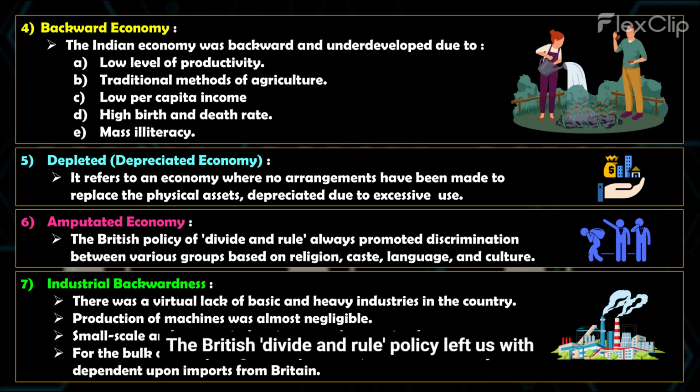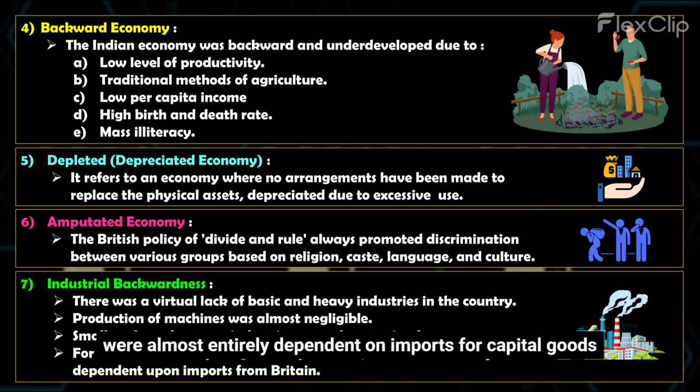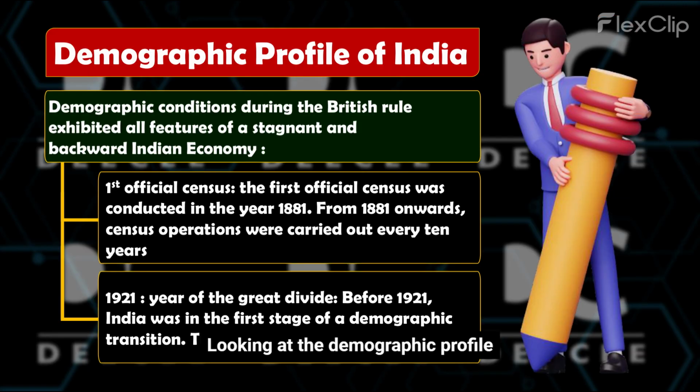The British divide and rule policy left us with an amputated economy through partition. Most importantly, we faced industrial backwardness, where small-scale industries were ruined and we were almost entirely dependent on imports for capital goods. Looking at the demographic profile, the first official census in 1881 marked the beginning of decennial data collection. A key turning point was the year 1921, known as the Year of the Great Divide. Before this year, India's population growth was erratic. After 1921, it entered the second stage of demographic transition with consistent growth.